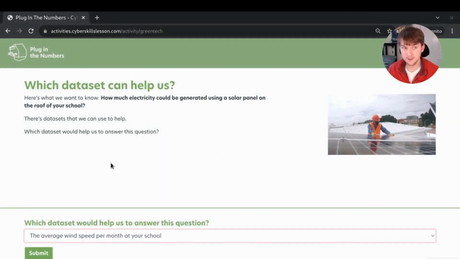And now we're thinking about what we'd like to get. We'd like to get the amount of sunlight. So what kind of data is that? That would be the amount of sunlight that falls on the school roof each year.